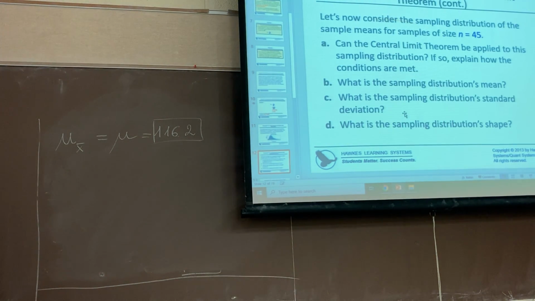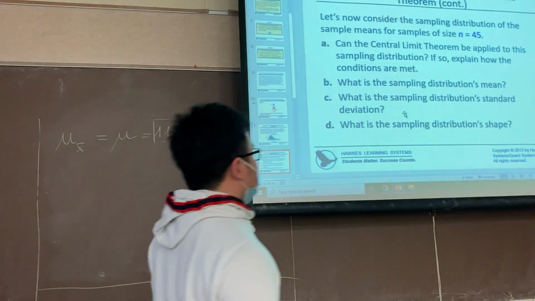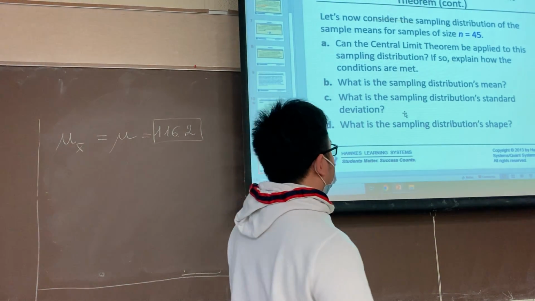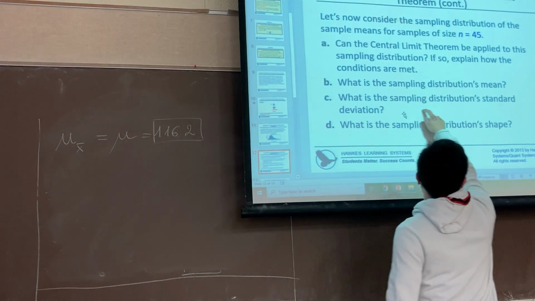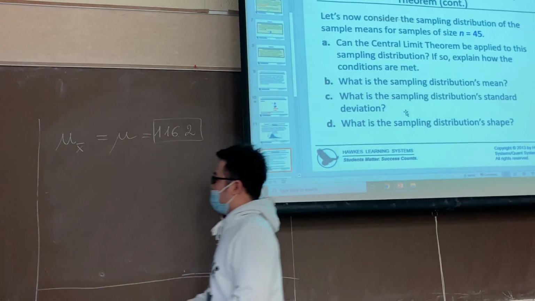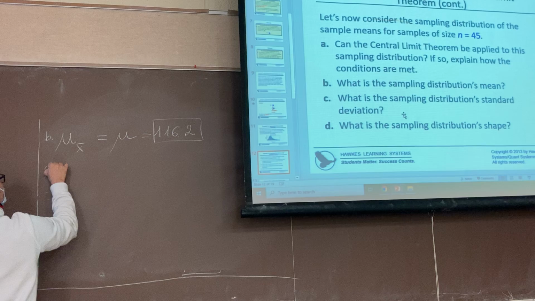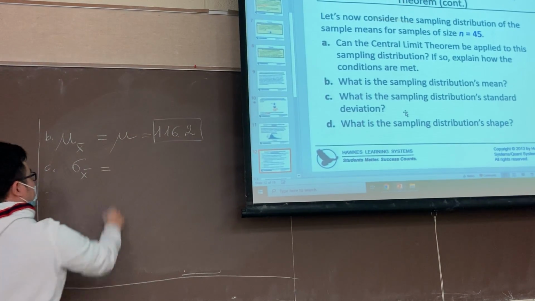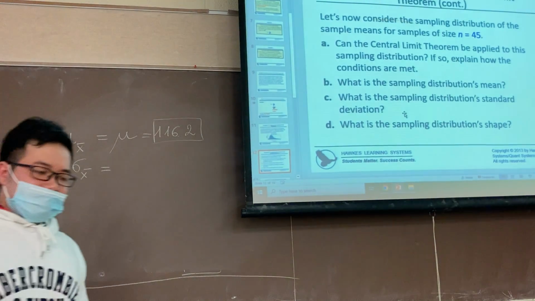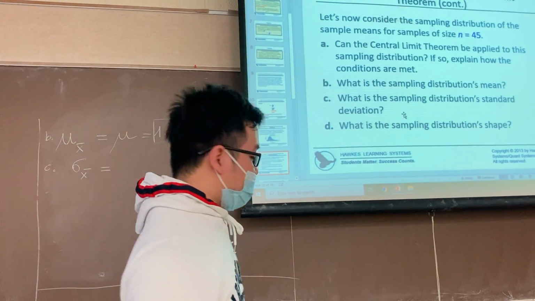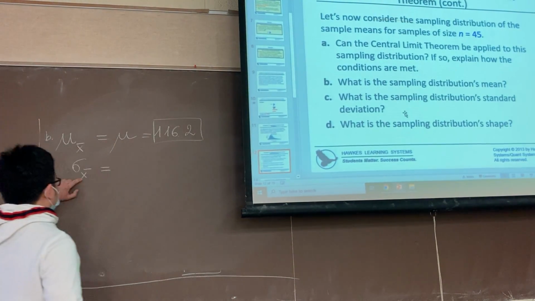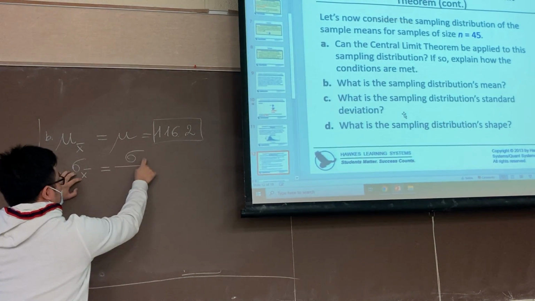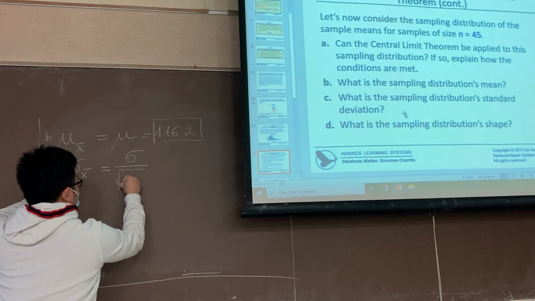About box C, what is the sampling distribution standard deviation? The keyword here is the sampling distribution standard deviation. That means we need to find sigma x bar. The central limit theorem says that the standard deviation of the sampling distribution will be equal to the standard deviation of the population over square root of n.